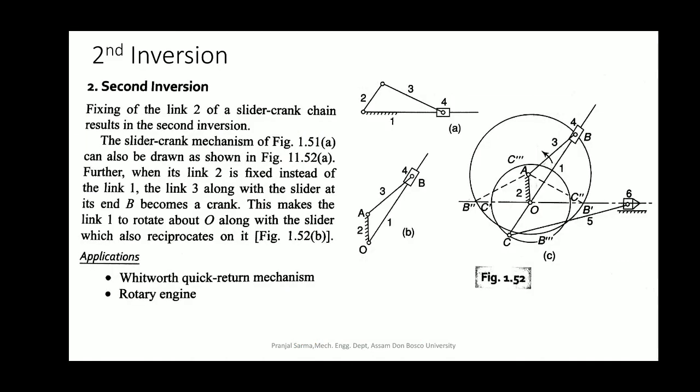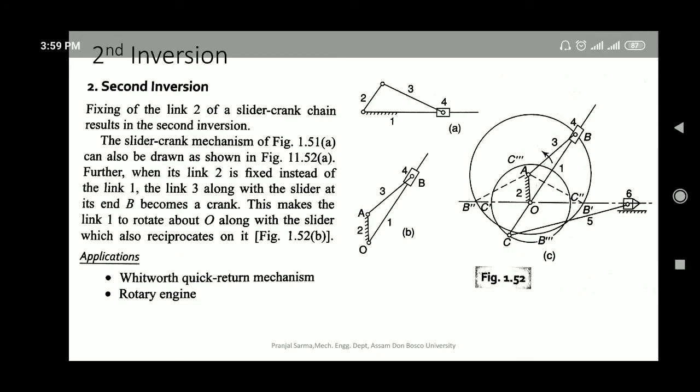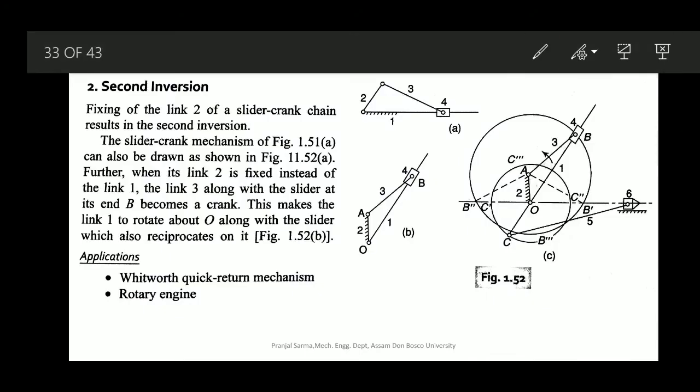Next, we are going to discuss the second inversion. In the normal case we already have this particular figure, and we can draw it like this also, no problem. Here also we can show fixing. So when link 2 of a slider crank mechanism is fixed, it results in this second inversion.